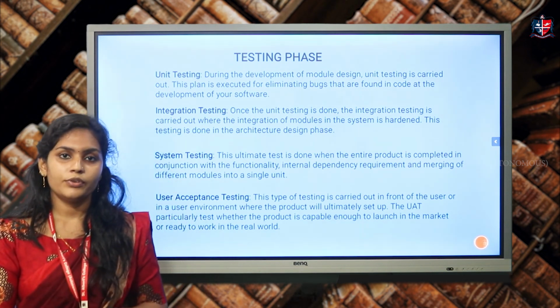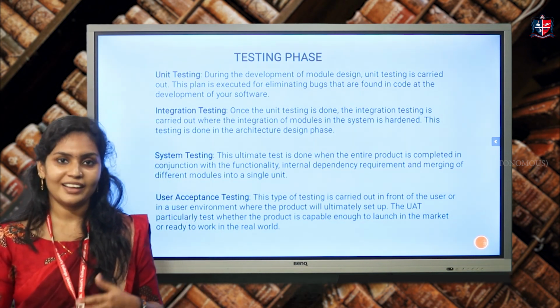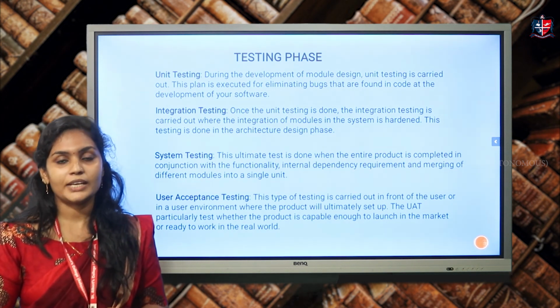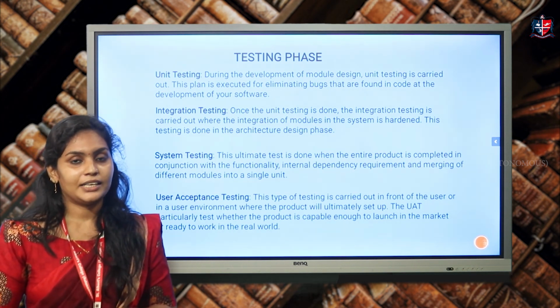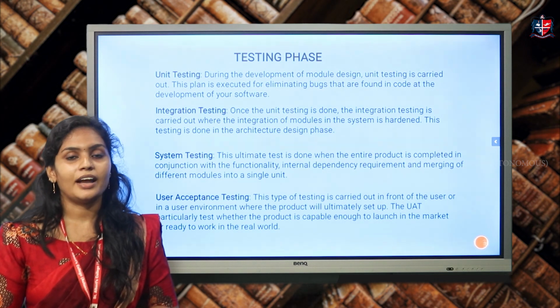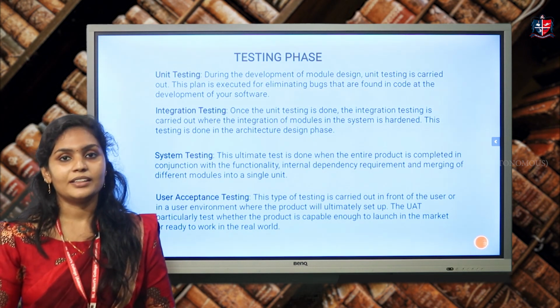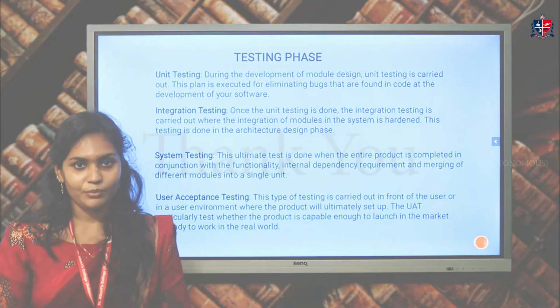So I hope all of you will understand the concept of SDLC life cycles, that means the V model and the iterative model. These are the main concepts included in the iterative model and V model.